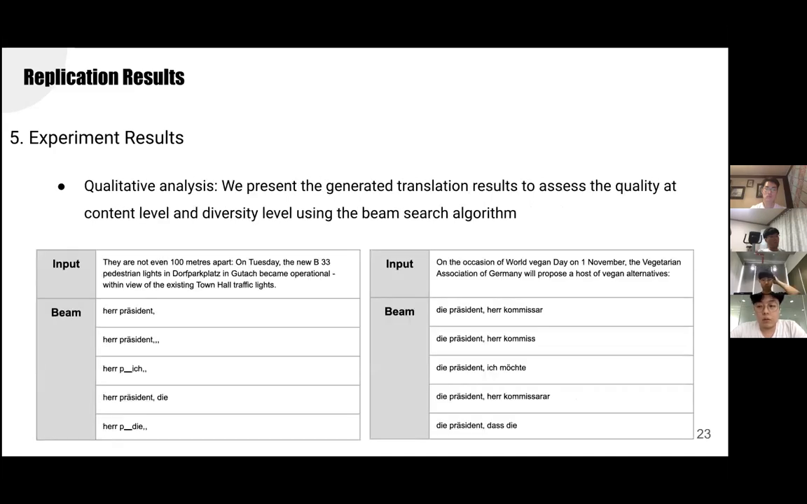Second, in the qualitative analysis, we present the generated translation results to assess the quality at the content level and diversity level using the beam search algorithm. As you can see here, the majority of translations generate words with similar results, such as president in German, and the generated translations are generally short.